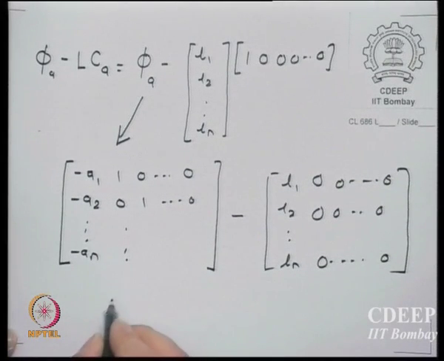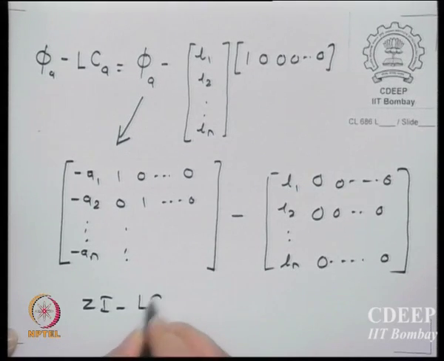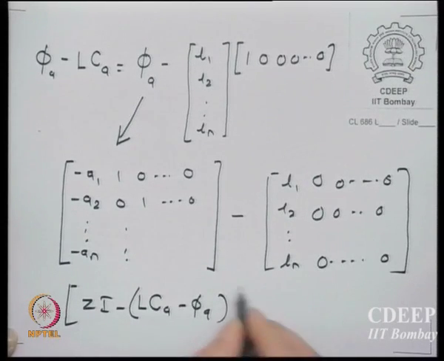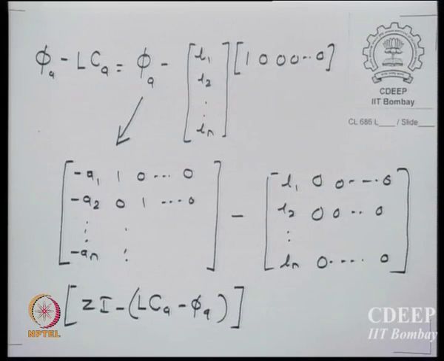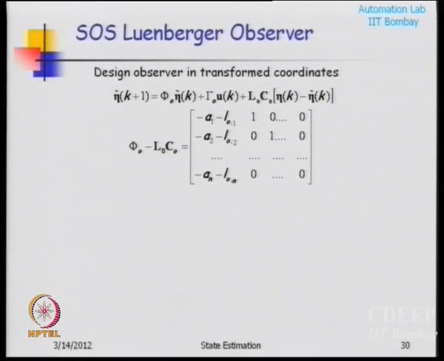So, the characteristic equation of zI minus phi A minus L C A. Or phi A minus whatever, positive, negative. For the transform part, the first column will actually tell you the characteristic equation for the closed loop directly. Just looking at this, you can tell what is the characteristic equation of the closed loop.